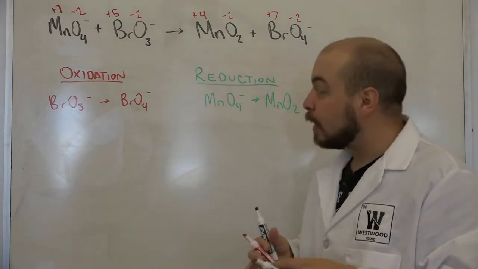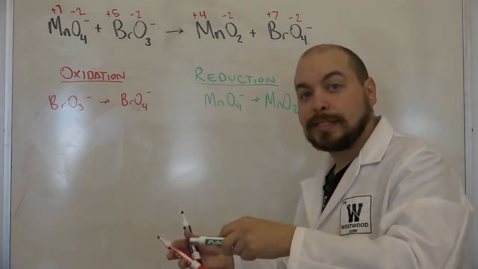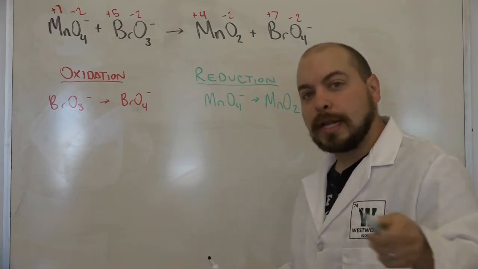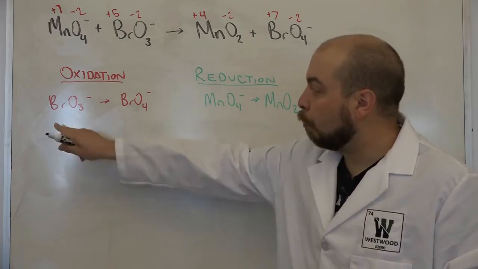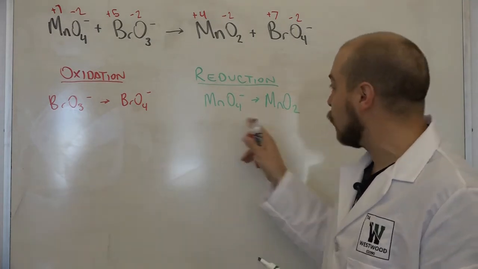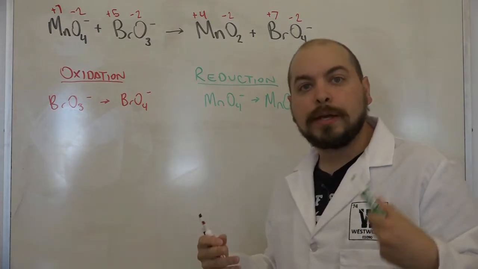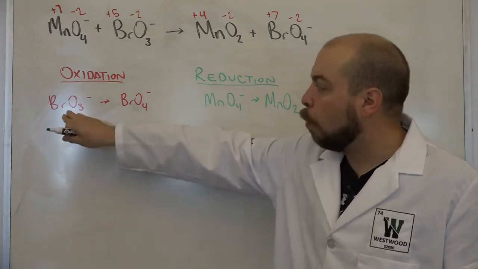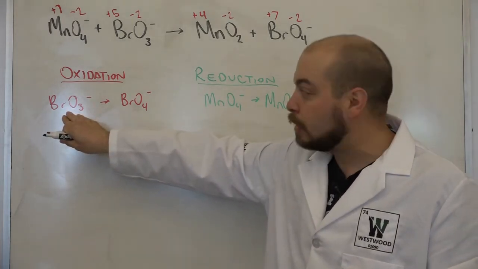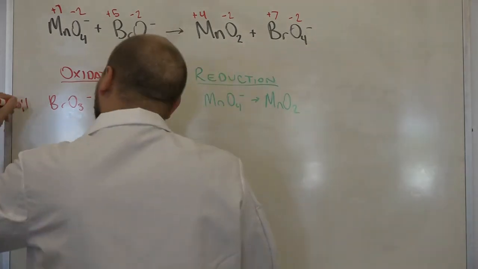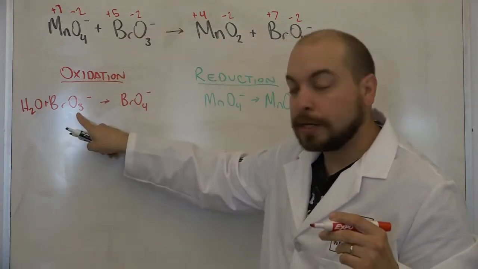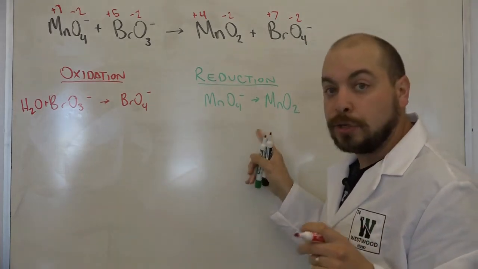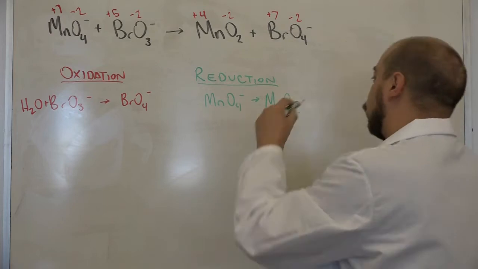Now, like I said, the technique is the same with both balancing in an acidic and a basic solution at this point. We're going to balance the non-oxygens and non-hydrogens first. Well, bromine is already balanced, as is manganese, so we're good there. Next, we balance the oxygens by adding water molecules. So I'm going to add one water molecule to the reactant side of this expression. That's going to give us 4 oxygens on the reactant side and 4 on the product side. And on this side, I'm going to add 2 water molecules to the product side.